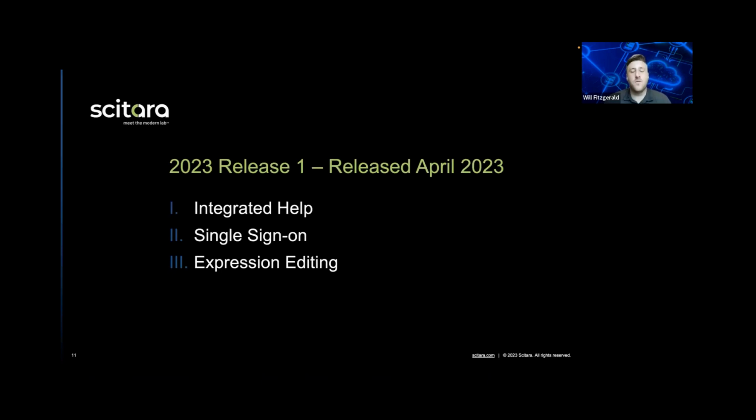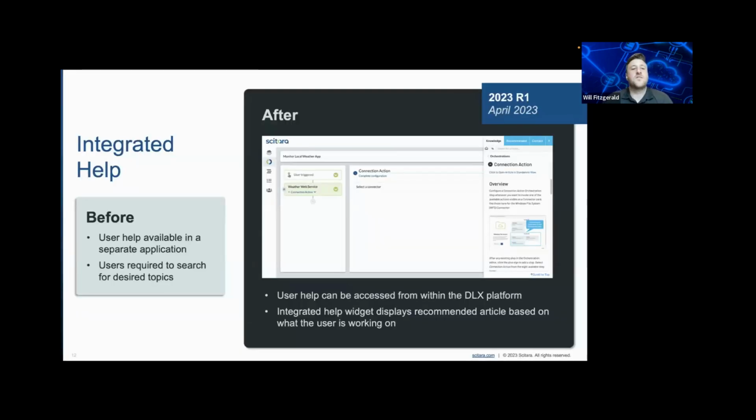Moving on to our second release for 2023, in this month, April, we're releasing our release 1 of 2023, or 2023 R1. 2023 R1 focused on our integrated help capability, single sign-on, and expression editing. As far as integrated help goes, we provided a knowledge base to our users that allows you to review help content outside of the application.